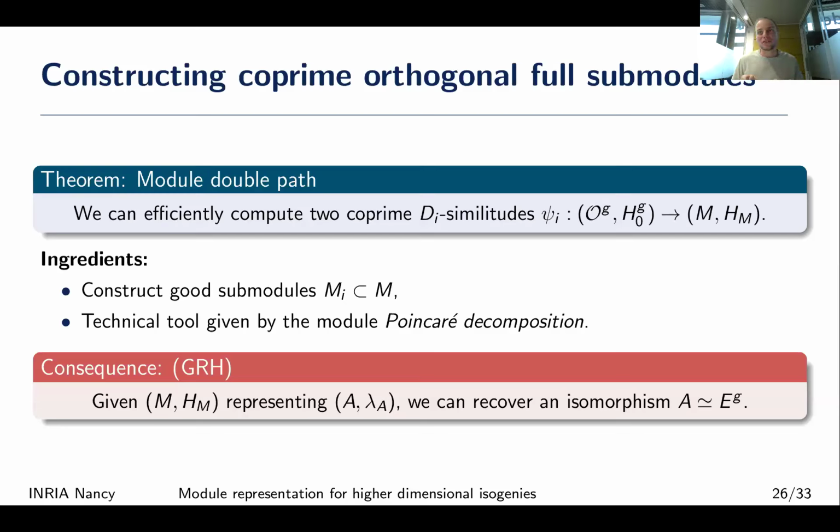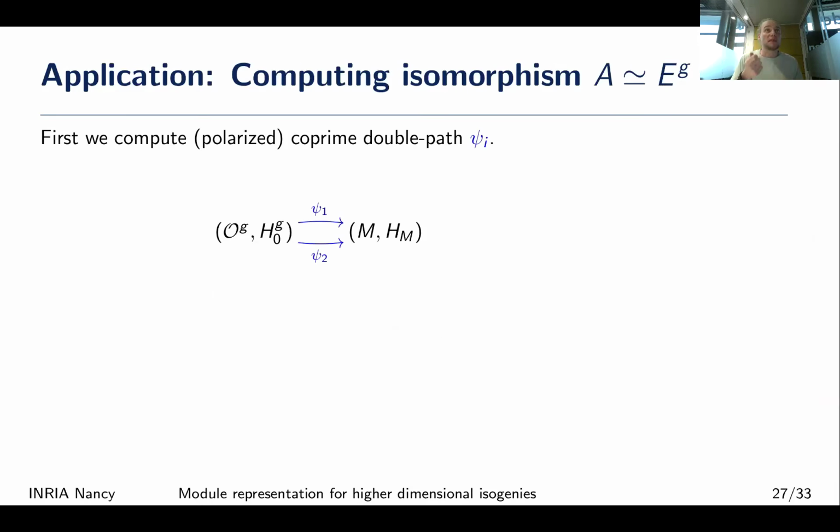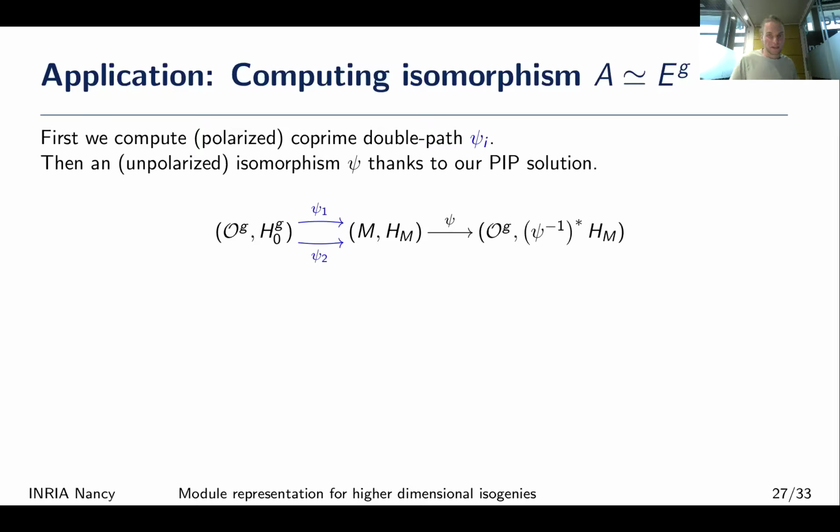We are going to draw some pictures to try to explain how we do that. So the first step is to compute our coprime double pass that we have through the Isogeny Clapoti. Then, with our solution to the principal ideal problem, we can compute an isomorphism between M and O^g. Okay. And so what we want to recover on the geometrical side of abelian varieties is precisely this map, this isomorphism. So to translate it back, we cannot translate it back like this. We have to construct double pass.